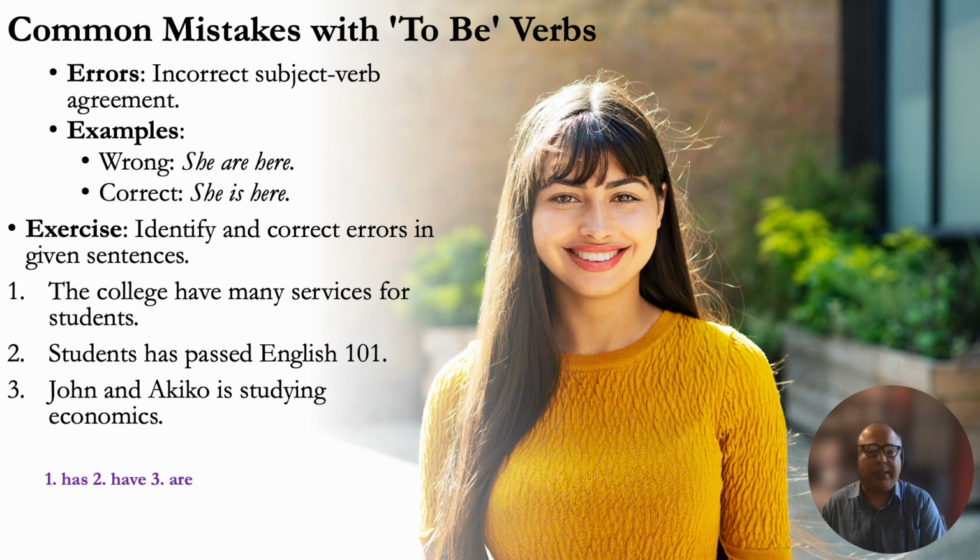And John and Akiko are 2 people, correct? John and Akiko. So the to-be verb should be plural: are. The incorrect sentence is "John and Akiko is studying economics." It should be "John and Akiko are studying economics."